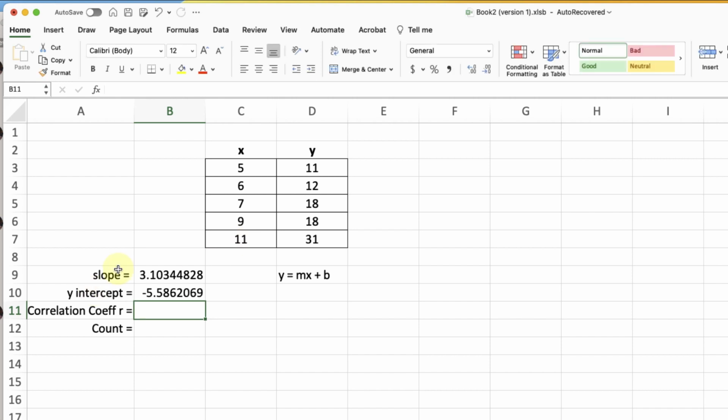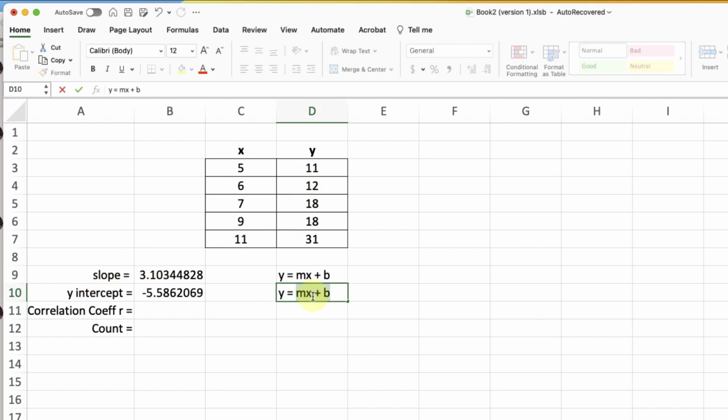And this gives you the line of best fit going through those data points. So for example, we'd say y equals 3.103x minus 5.586. I rounded to 3 decimal places.